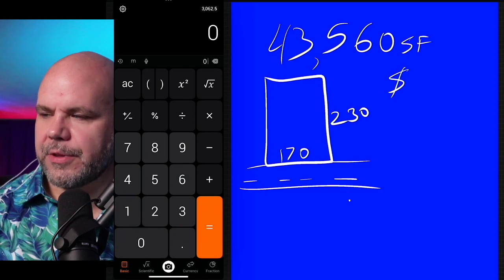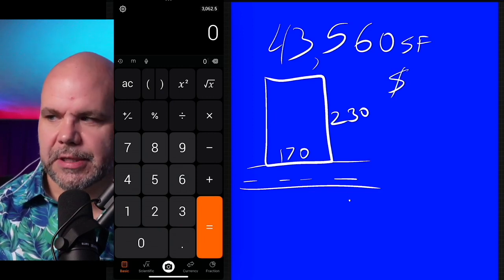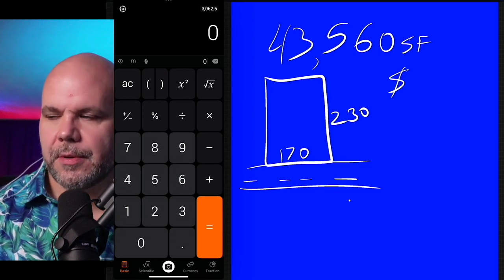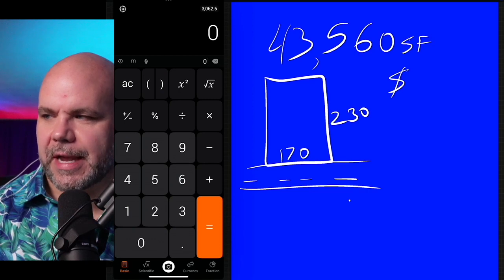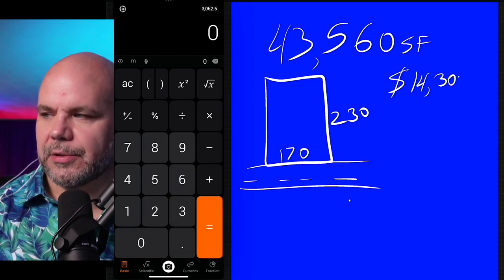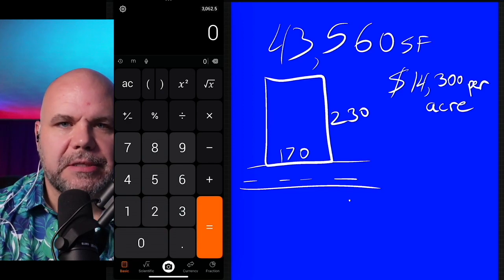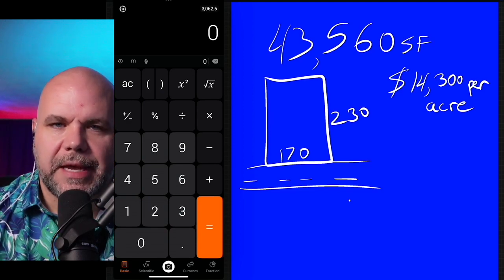And then with our research, we discover that in that area, for lots of that similar zoning and type, dirt land is being sold at $14,300 per acre. Based on this information, what price could we expect this lot to get?